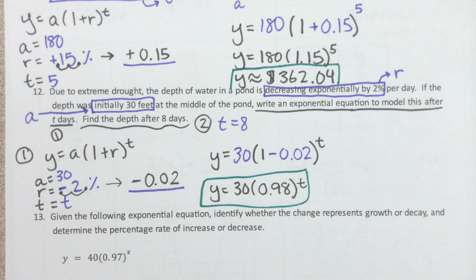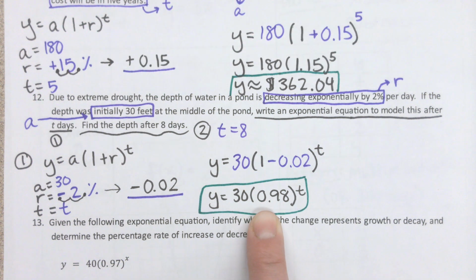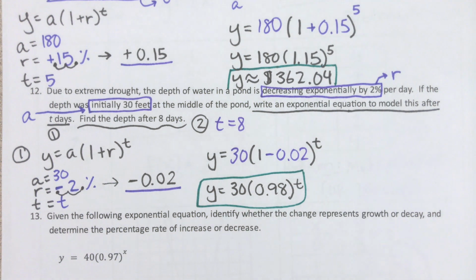Before I do part 2, I just want to make a point here. In the previous problem, that number in parentheses was above 1. That means there's an increase. In this problem, this number is below 1. The percentage is less than 1, so this is going to lead to a decrease. Again, we already knew that because the problem told us that this is what we look for when we're trying to determine increase and decrease.